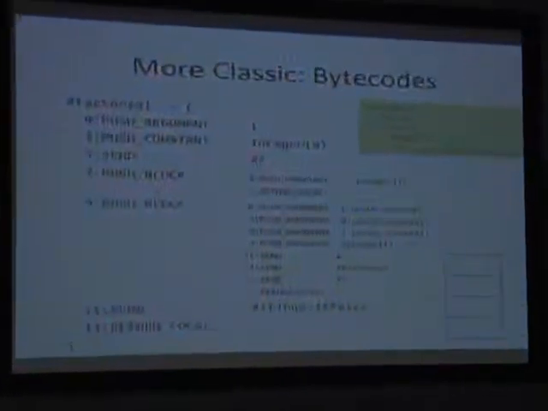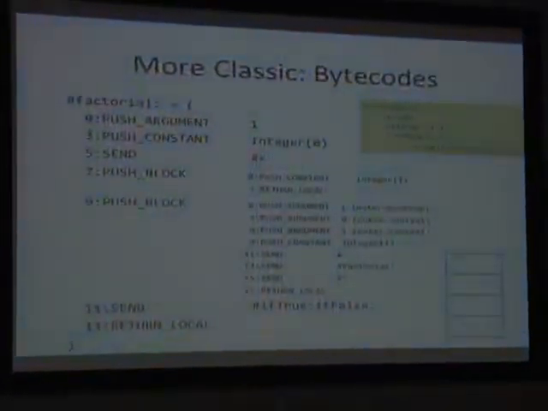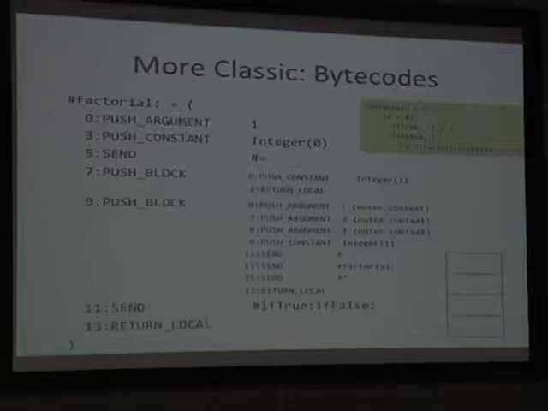So the idea is, if you want to implement an interpreter, the classic thing to do is to build a set of bytecodes and then have a stack machine to interpret those bytecodes. So if you actually compile the factorial to a very, very simple bytecode set, in Smalltalk, I think we need something like 16 operations. Some of them are like pushing arguments from the function, pushing constants, doing the actual send, and then special things like pushing a block and returning from the function.